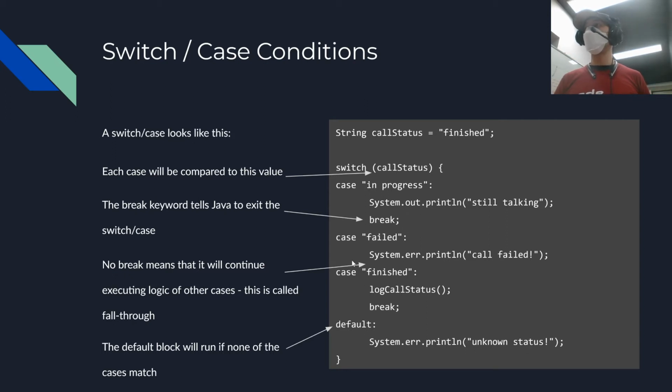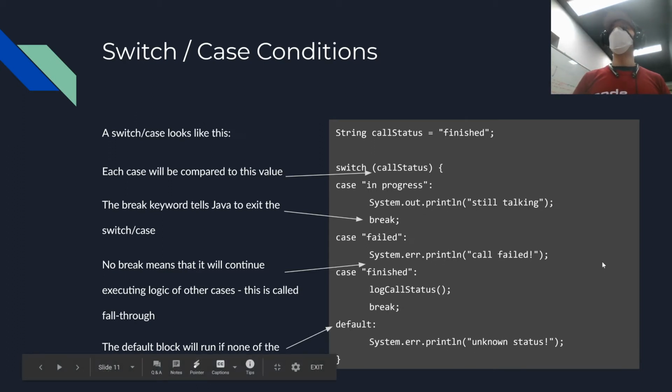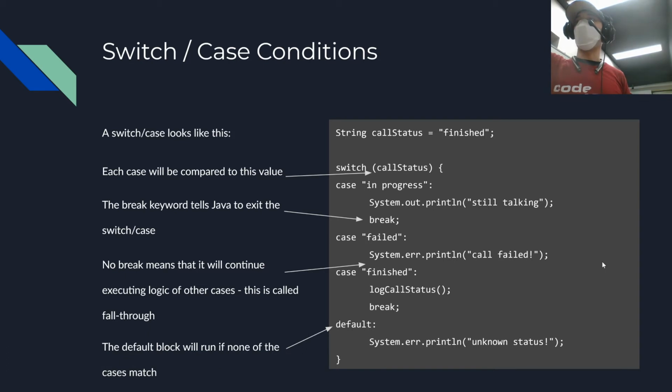So in the case that it's finished, it'll start here instead, do log call status, and then break. One more thing about case: if call status is not equal to any of those values, you have a default option. Okay, what to do by default if none of the above cases are true, and it will execute that. You don't need a default. It's just optional, but often it's useful.